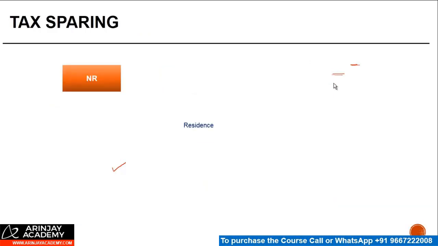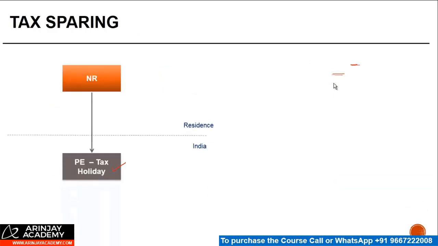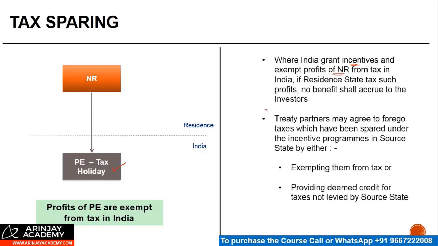Tax sparing. Suppose there's a non-resident who has a PE in India, which is claiming certain tax holidays. What that means is that the profits of the PE are exempt from tax in India. Now, if India grants an incentive and exempts profits of the non-resident, as in the PE, from tax in India, if the resident state taxes such profit, no benefit shall accrue to the investor.